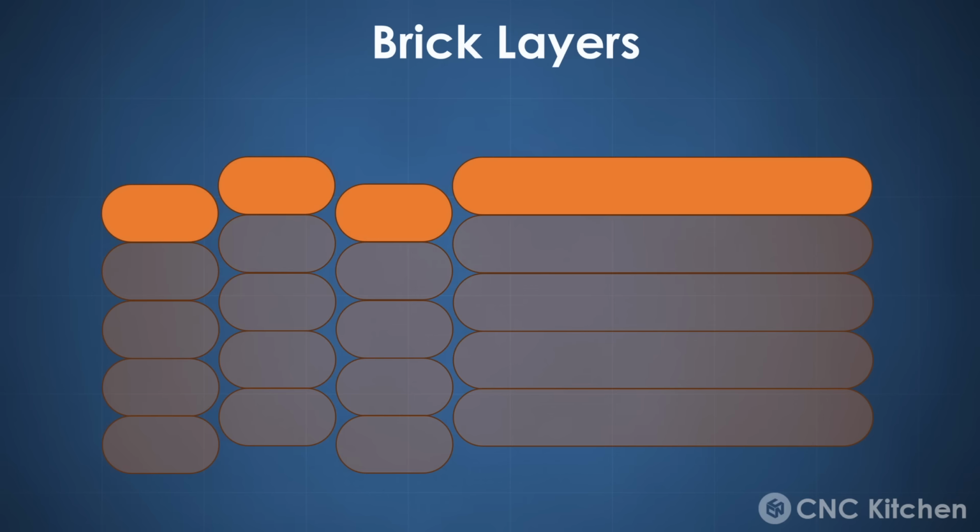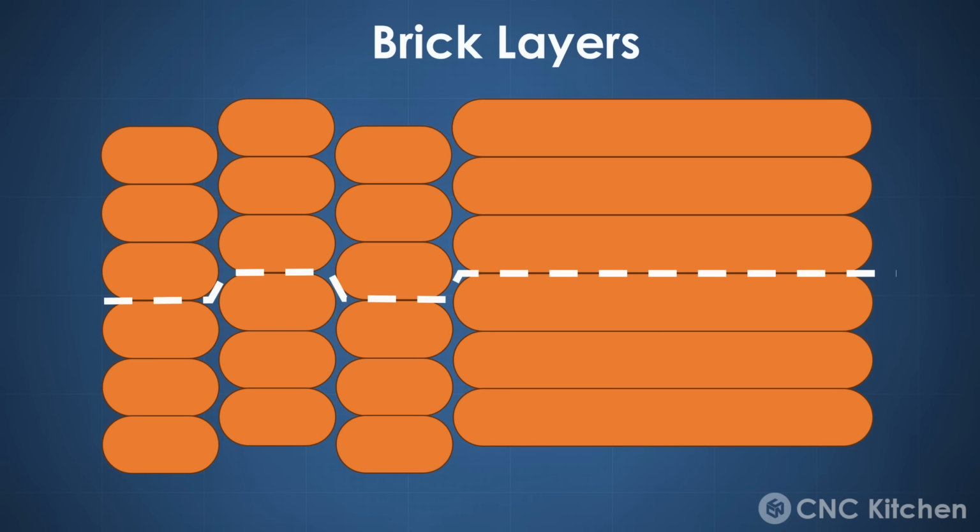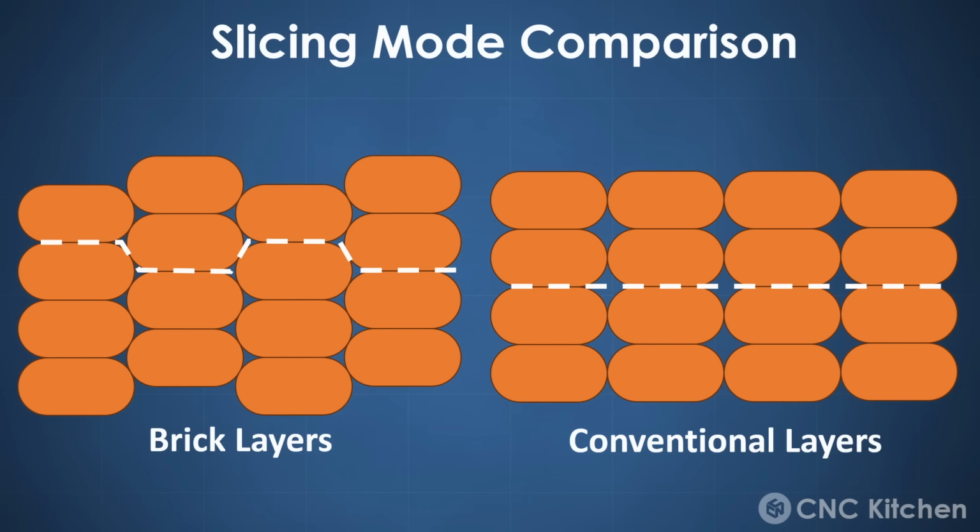If we print the whole part like this, we don't have planar layer boundaries anymore, but especially the perimeters interlock in this zigzag pattern. And not only gets us rid of the layer plane, but also increases the surface area where the two layers can bond together, potentially increasing layer adhesion.